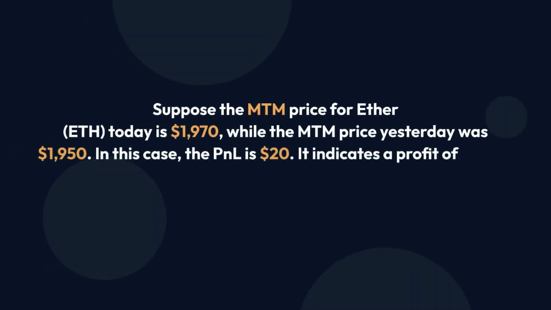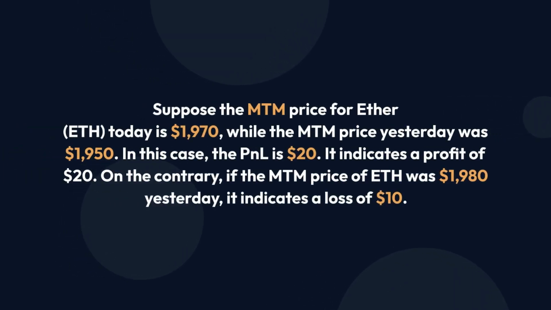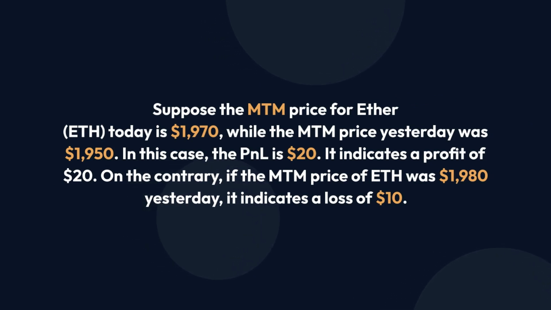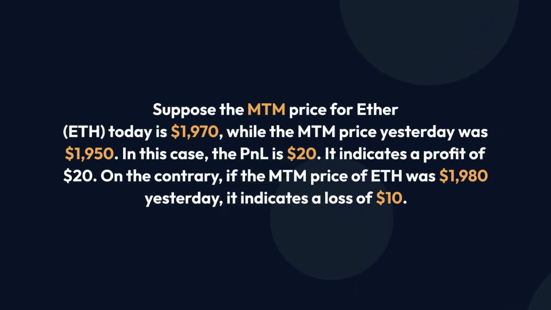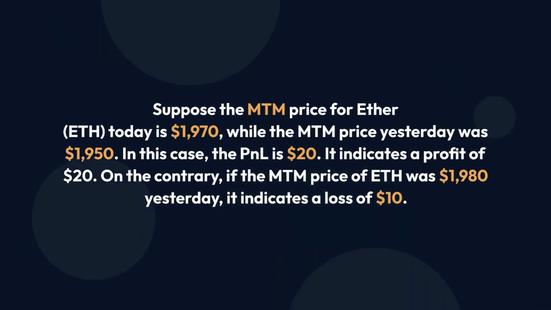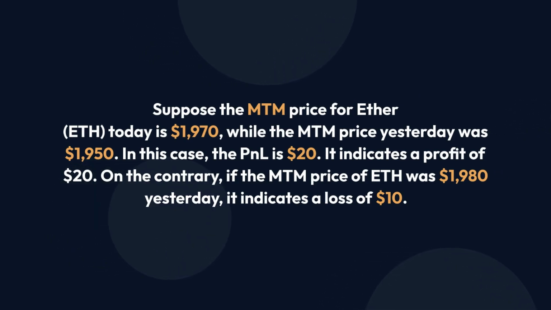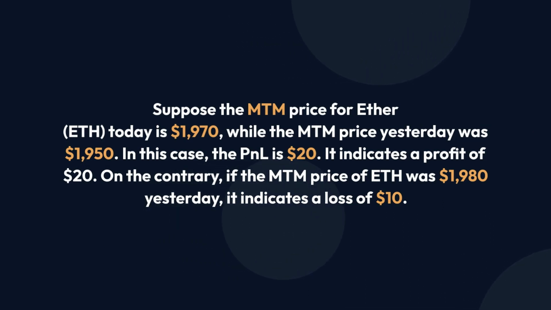Suppose the MTM price for Ether today is $1,970, while the MTM price yesterday was $1,950. In this case, the PnL is $20. It indicates a profit of $20. On the contrary, if the MTM price of Ether was $1,980 yesterday, it indicates a loss of $10.